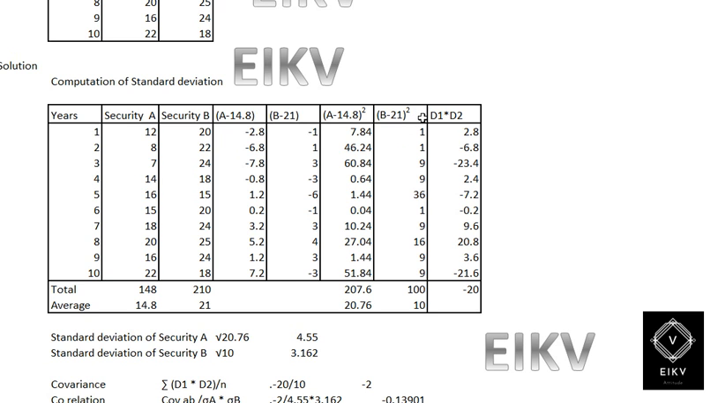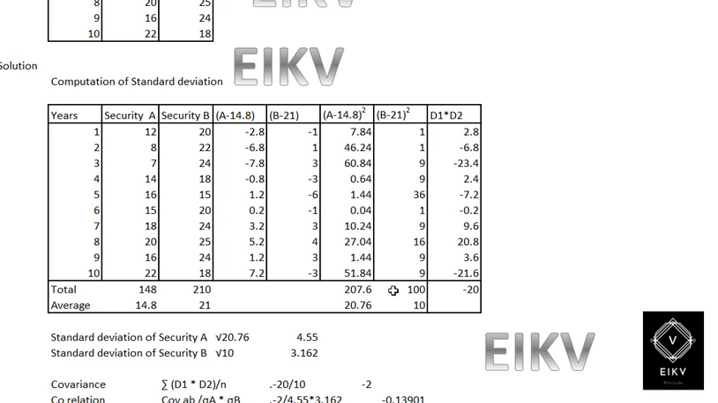After taking the square, we need to multiply d1 and d2. So d1 and d2 would be 2.8 into 1 will give you 2.8, and 6.8 into 1 which gives you 6.8, and 7.8 into 3 will give you 23.4, and 0.8 into 3 will give you 2.4. So we'll get the x minus x bar the whole square.